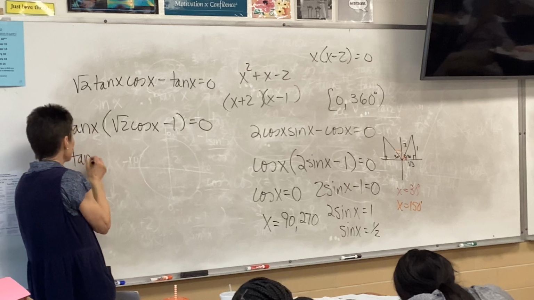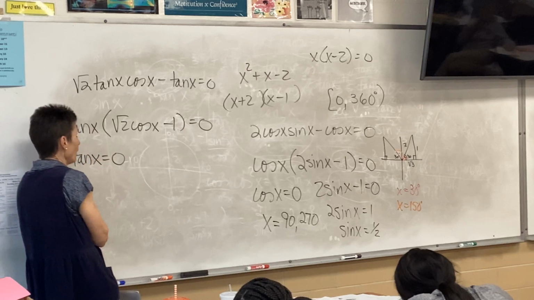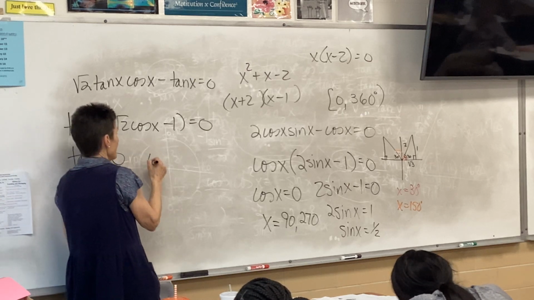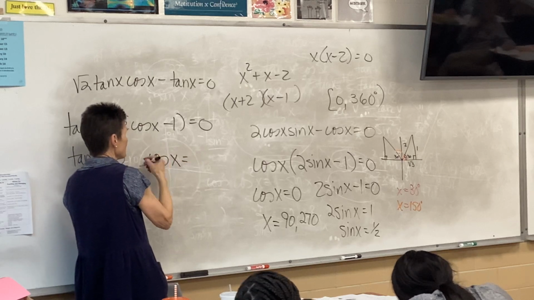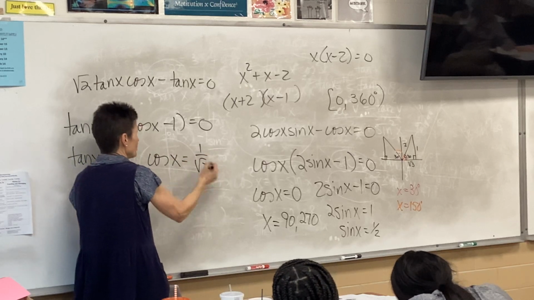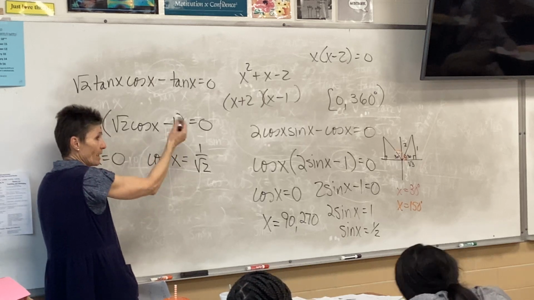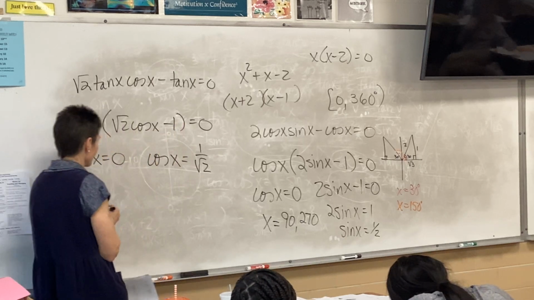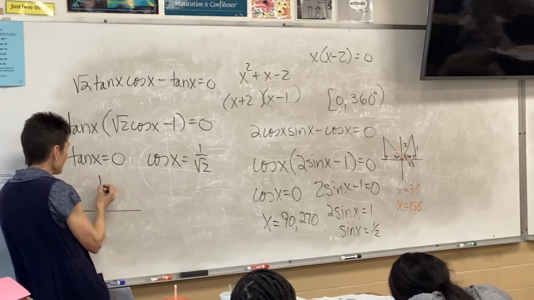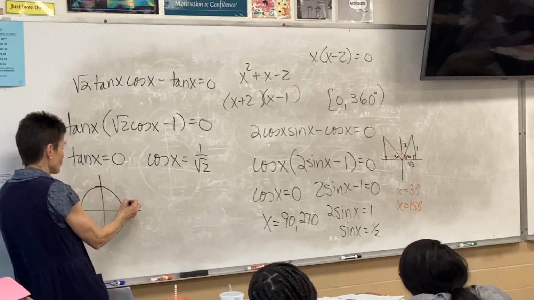Oh shoot, I erased my circle. Tangent is 0. And am I skipping too many steps if I say cosine is 1 over root 2? Does that make sense to everybody? Set that equal to 0, add 1, divide by root 2. So anytime you have a 0, you're going to have to look at your circle again.